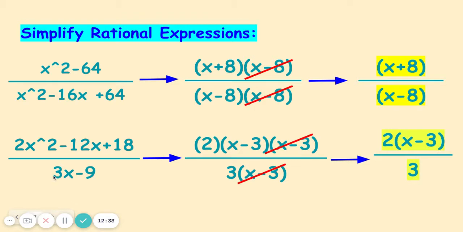3 is the common factor between 3 and 9, so that will become 3x minus 3. So you have your common number again, or common expression, or common term. So you cancel it out. Why? Because it's again separated by multiplication. You cancel it out. So your final answer will be 2x minus 3 over 3. So that is your final answer.